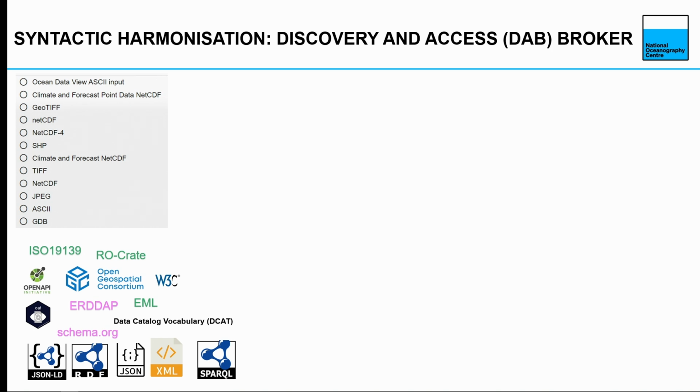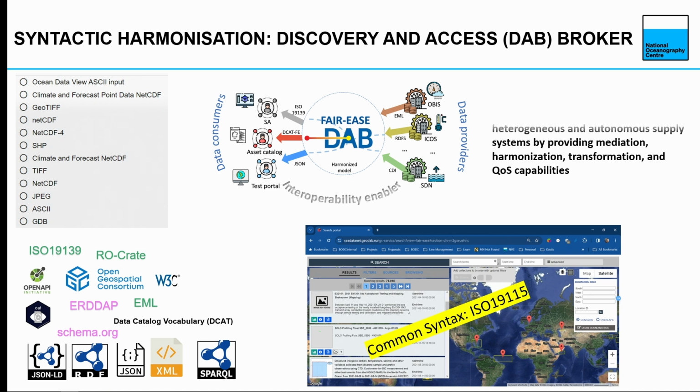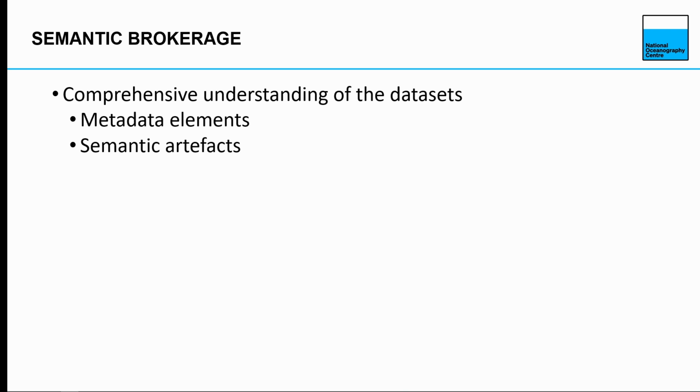So thankfully, the syntactic harmonization was taken care of and was implemented by DAB, which is the Discovery and Access Broker, that was configured especially for the FAIRIES project. And these are the different standards on the left, my left, that the DAB had to harmonize, and it provided all of them to us under a common syntax, which was the ISO 19115. So we are already harmonizing everything on the syntactic level, and now our job is to provide the semantic brokerage.